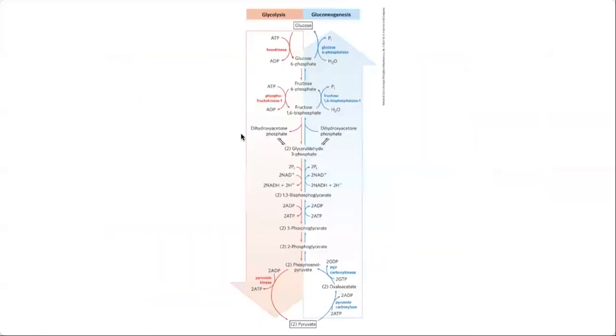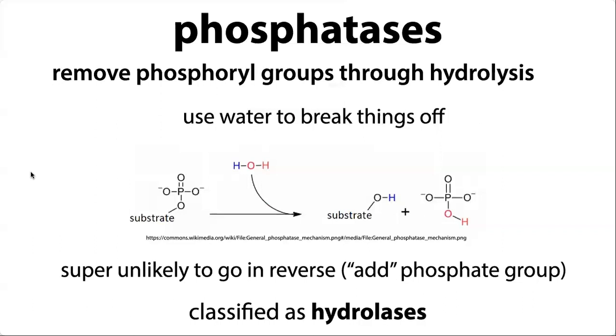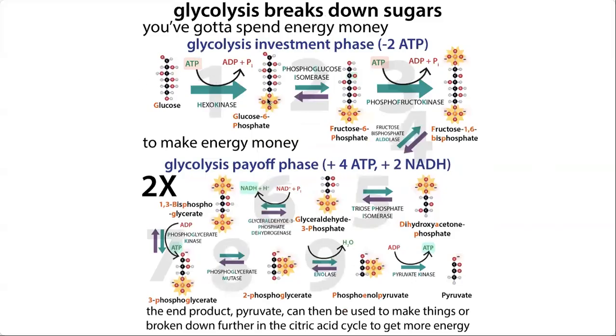Well, steps like these are actually going to be reversed, not just by changing the concentrations, but by changing the enzymes that we use in the different directions. And so this is when we'd want to use a phosphatase. A phosphatase, remember, is going to use water to break things off. It's a hydrolase. So instead of taking that phosphate group from glucose-6-phosphate and sticking it onto ADP to give us ATP, we're instead just going to use water to cut off that phosphate group.